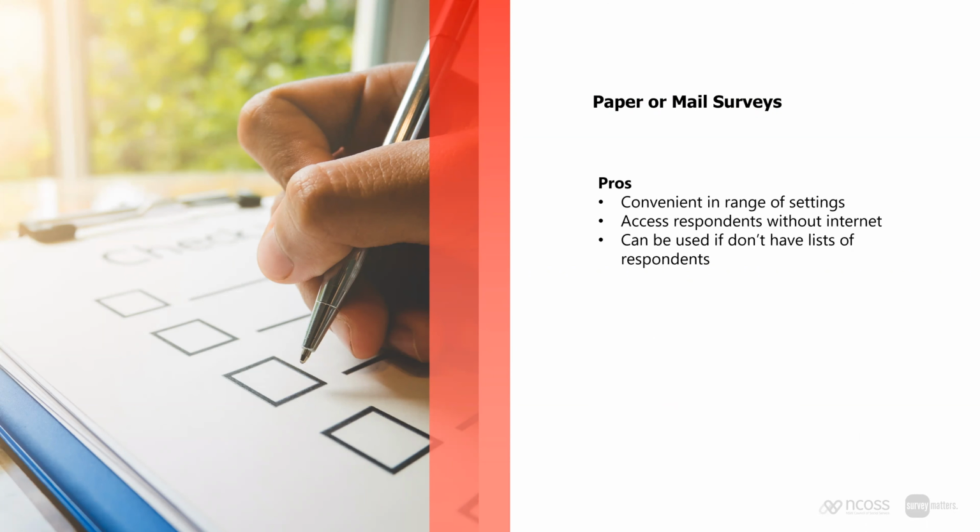Paper surveys can often be the most convenient or sometimes the only option, and they're usually mailed out to participants, or they might be completed on site. For example, after taking a training course or attending an event, or at a reception or other shared area where people are able to access the paper survey. They provide access for respondents without internet access, and they can also be used if you don't have any other way of getting to your respondents.